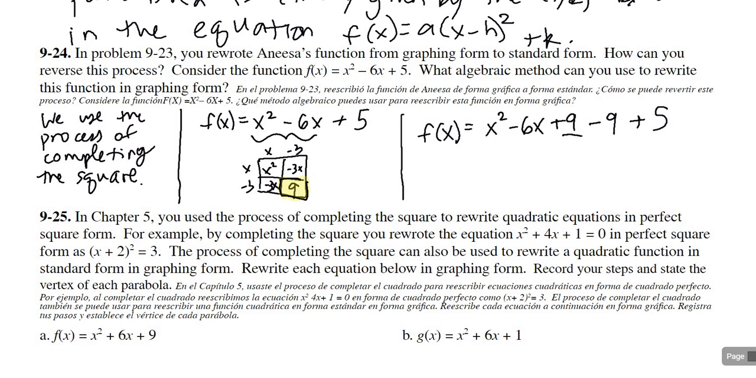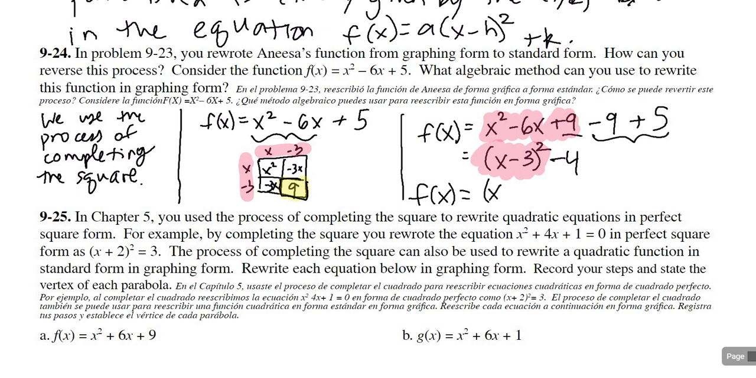This becomes f of x equals x minus 3 squared. That comes from the outside of my box. So that comes from right here. It's another way of writing this part. And then that equals the pink up top. And I have to remember to deal with this part. So this turns into -4. And my final equation is f of x equals x minus 3 squared minus 4.